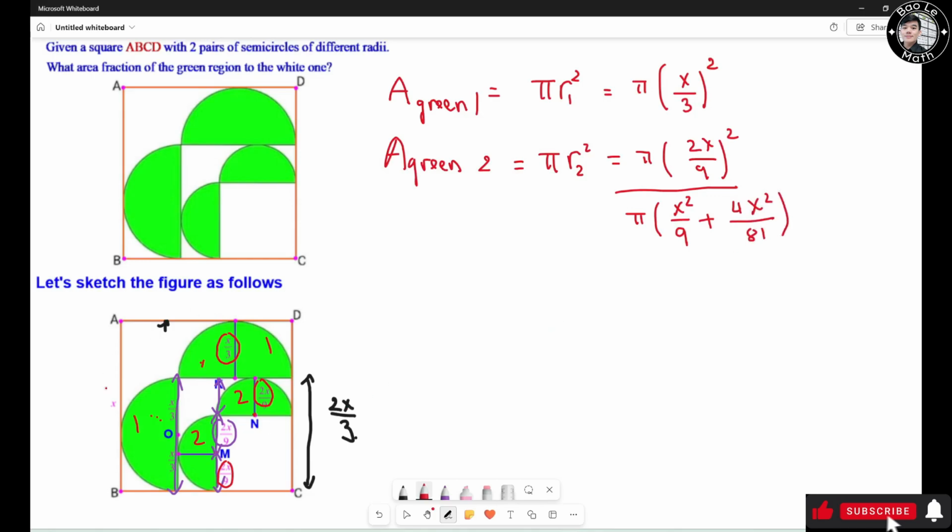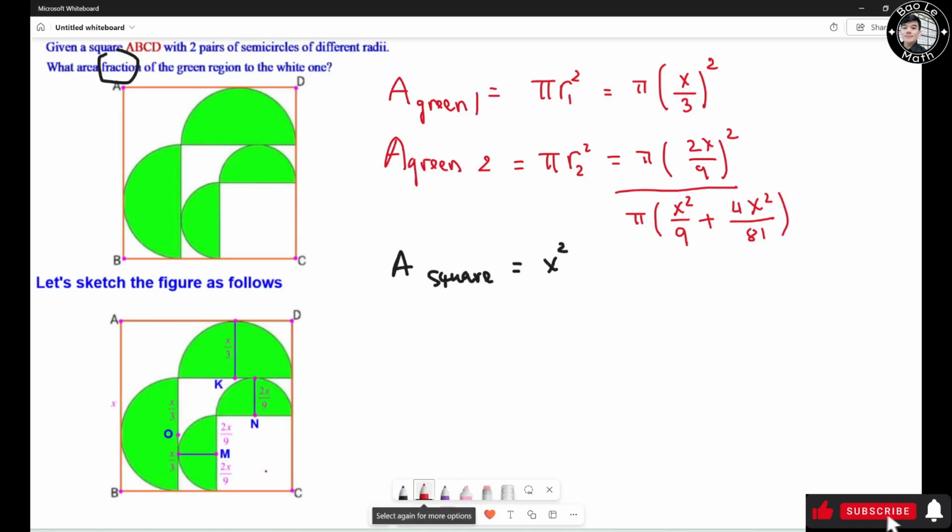Now I need to calculate the area of the square. The area of the square is going to be s times s, which means s squared. Now I need to find the area of the white regions right here. So the area of the white regions is the area of the square subtract the area of the green shapes.